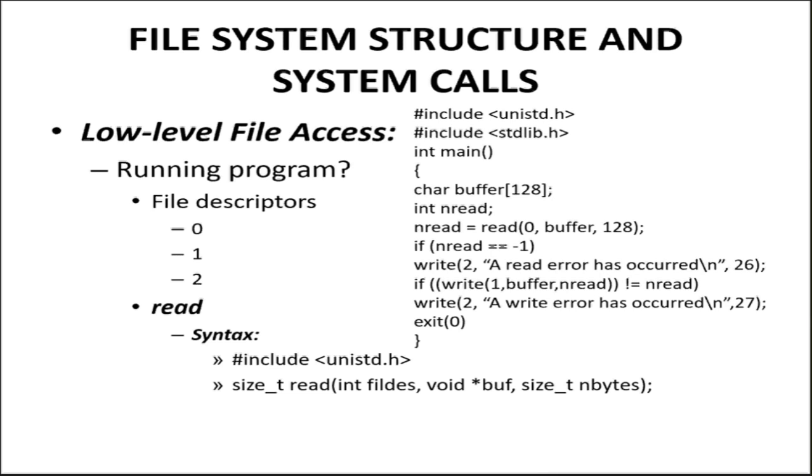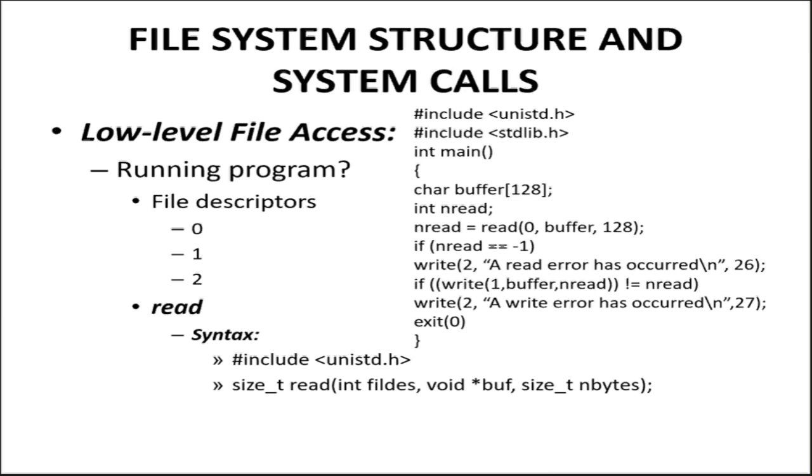This is an example program of the read system call, that is a buffer array with 128 bytes. nread is an integer variable used to hold the value returned by the read system call. The read system call is going to return some value if it is successful, by reading the data from the standard input file of size 128 bytes. If nread equals -1, then it is going to report that a read error has occurred, that is a string to be written onto the standard error file.